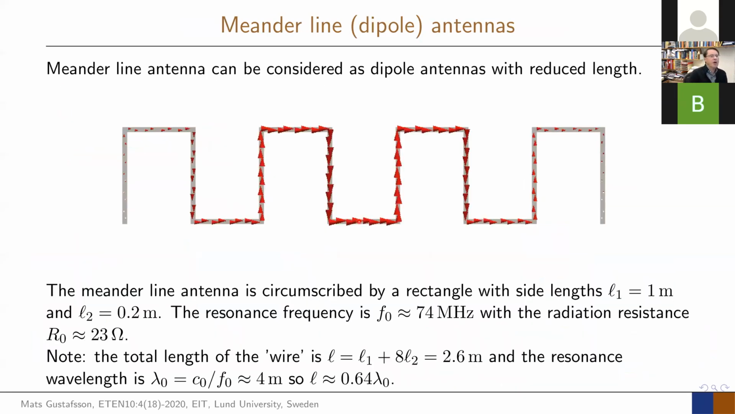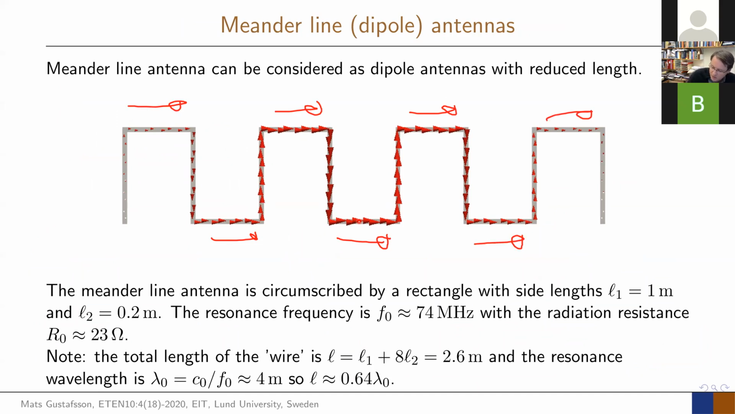So this is a typical meander line, and these are FEKO simulations. The data is on Canvas, so you can download it. You can see the current that you have in these cases. You can see here the current points in this direction, here it points there, and so on along the wire.